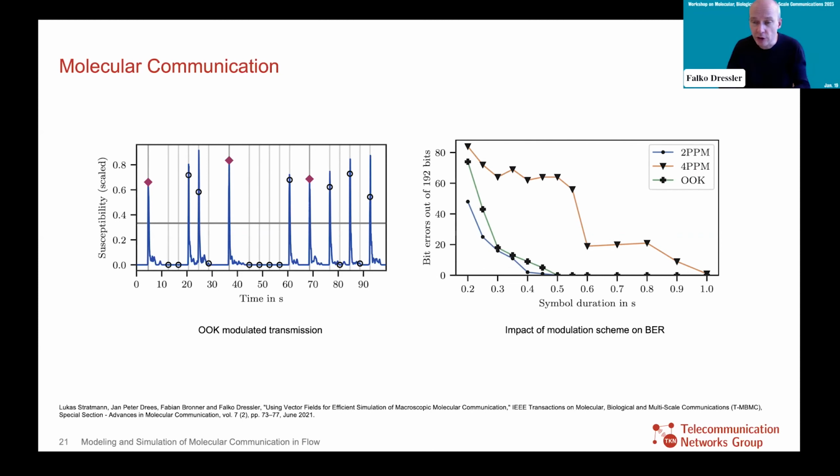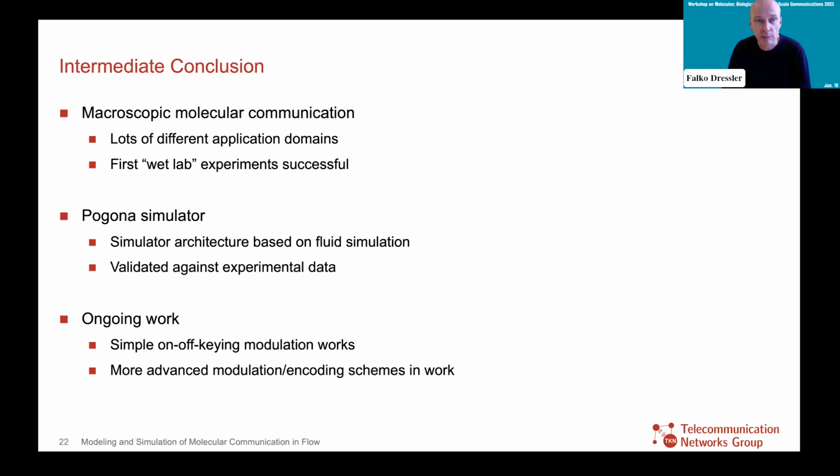We can play around with different modulation schemes now, which is very straightforward. And you see that we can even do more complex modulation schemes, certainly having an influence on how short we can make the symbols and what the resulting bit error rate is, which is very easy to calculate in this simulator. The resulting system was published in 2021 in IEEE Transactions on Molecular, Biological, and Multiscale Communications, and is now available as open source for our community for doing your own experiments.